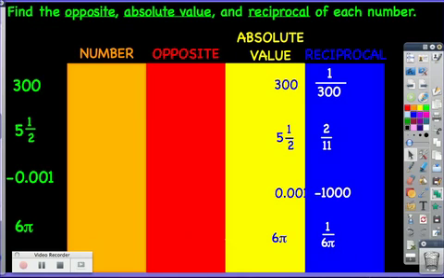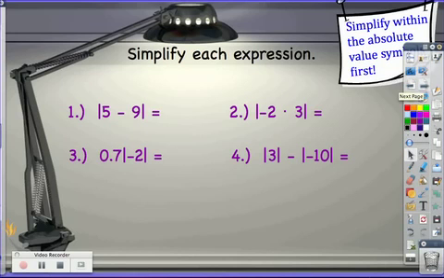Absolute value of 3 is 3. Absolute value of negative 10 is 10. And I'm subtracting those answers to get negative 7.